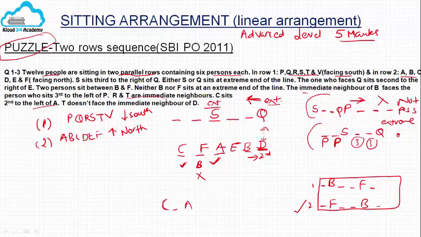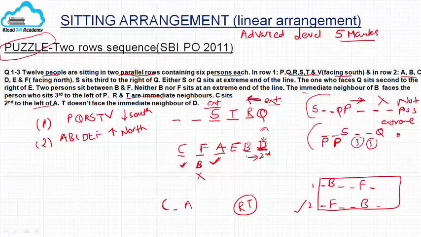R and T are immediate neighbors. T doesn't face the immediate neighbor of T. So D is sitting here. The immediate neighbor is B. T is not facing B. That means T will be here and R will be here.